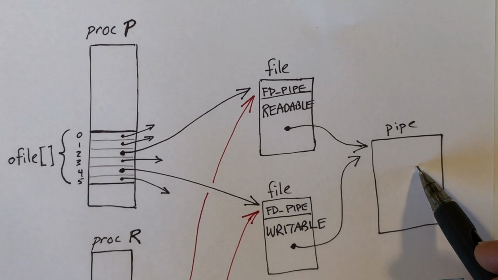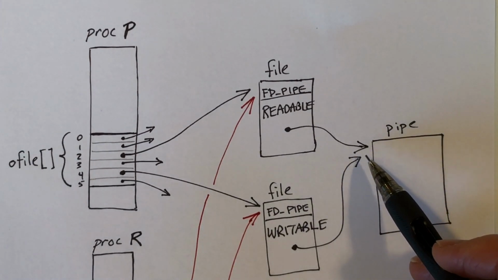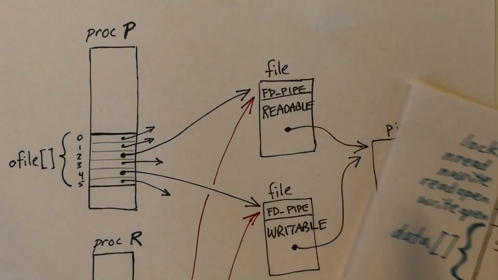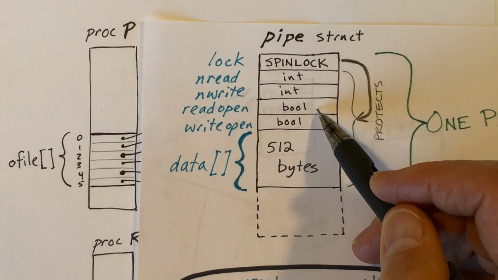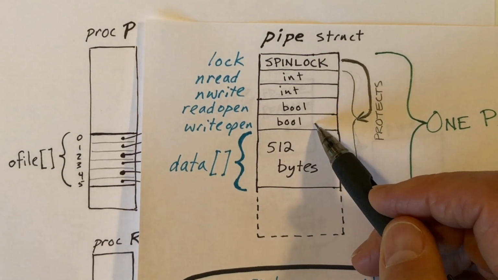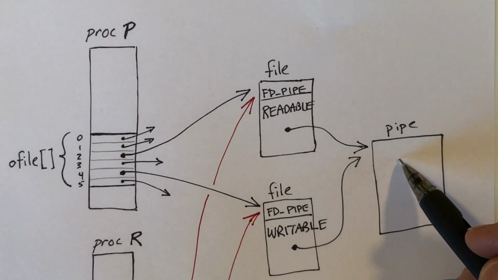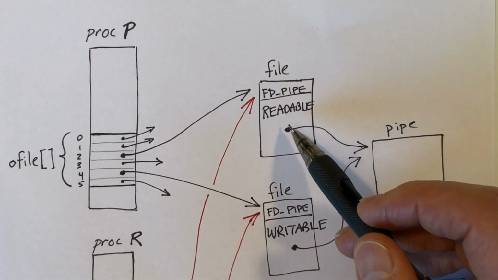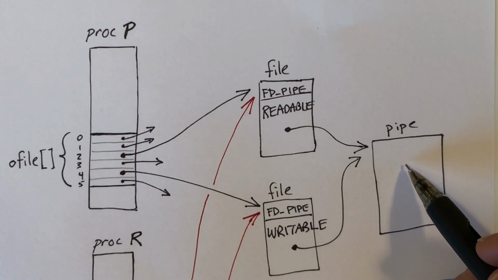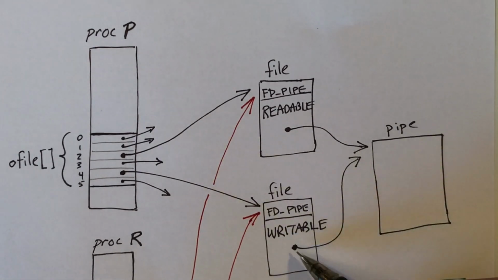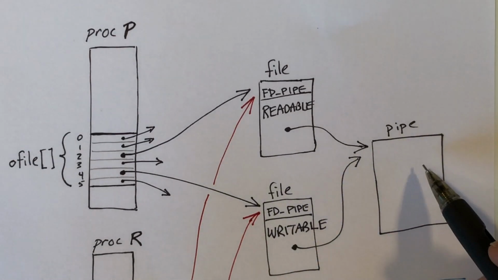The pipe structures, on the other hand, will have exactly two pointers pointing to them. So in the pipe structure, we have these two fields that I showed earlier, the read open and the write open flag. The read open flag will be true if and only if there is a file object pointing to this pipe structure. Likewise, the write open flag will be true if and only if there's a file for the write end pointing to this pipe structure.